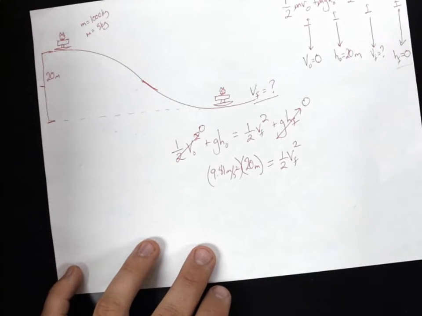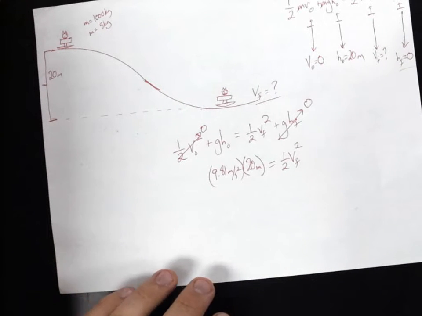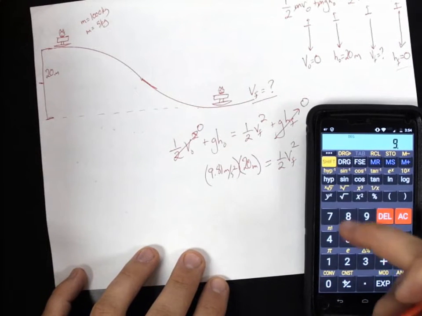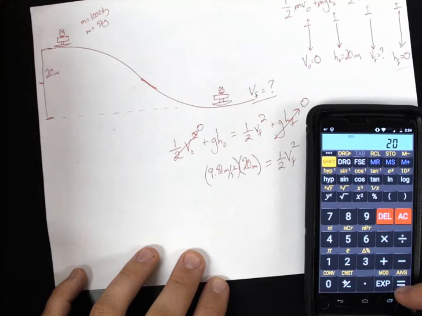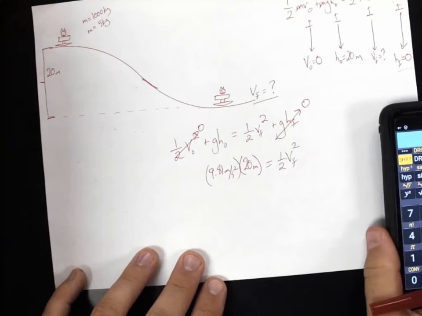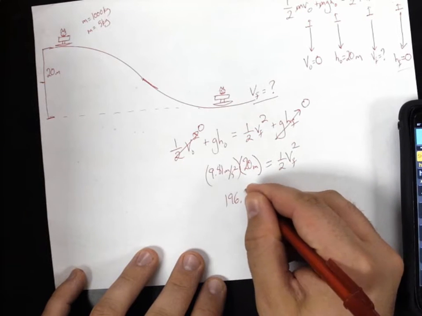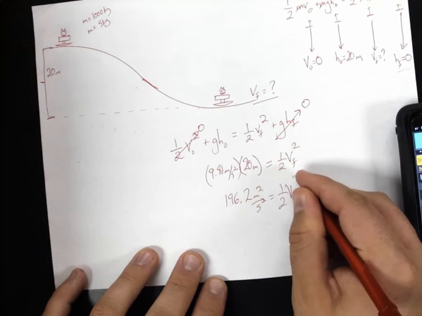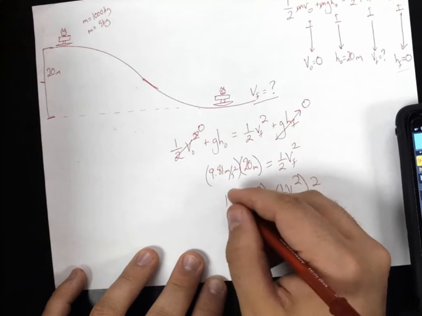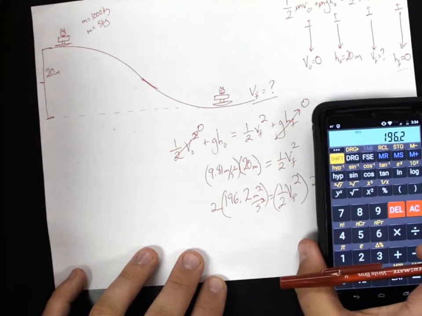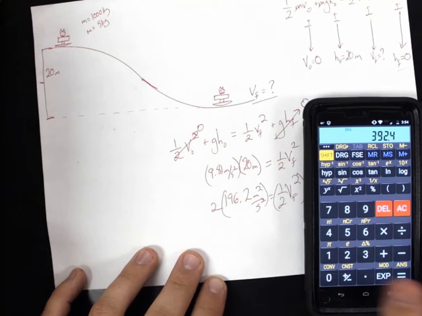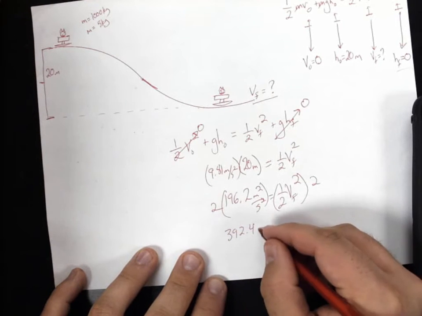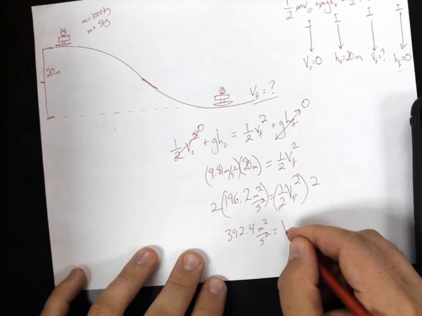So what we're going to do is go ahead and find the answers to these various things. So 9.81, we bring our calculator into frame. 9.81 times 20 should give us 196.2. Okay, there it is. So 196.2 meters squared per second squared equals 1/2 times Vf squared. Multiply both sides by 2, and bring our little calculator back into frame, times 2 gives us 392.4. 392.4 meters squared per second squared equals Vf squared.